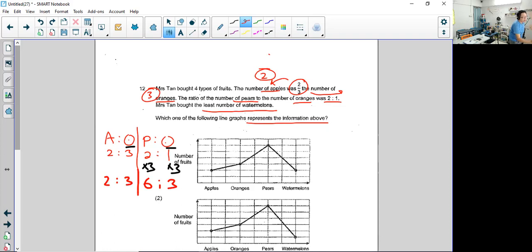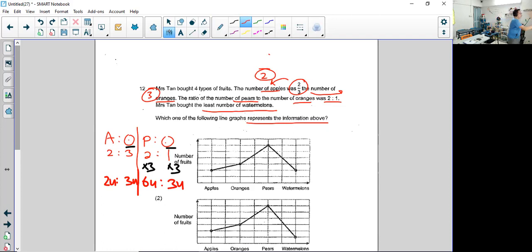So once you make them equal, then you can call them units. Okay, let me just adjust a little bit, make it look a bit neat. So this will be 6 units is to 3 units. And then Mr. Stan bought the least watermelons.